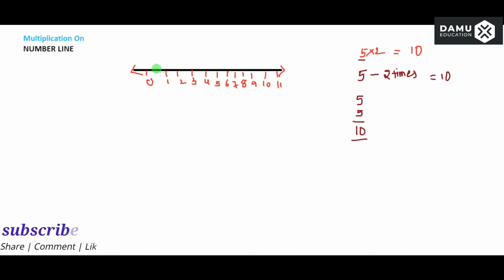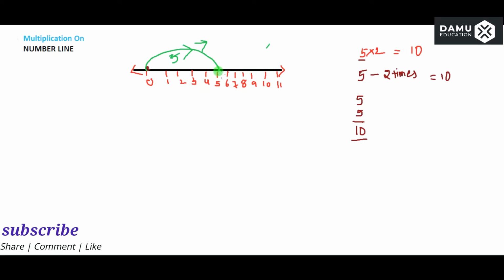So from 0, start at 0. Then go in the right direction with 5 units. So up to 5 here in the right direction, that is this direction. This is 5. Then again what we have to do is take one more 5 here. 6, 7, 8, 9, 10.